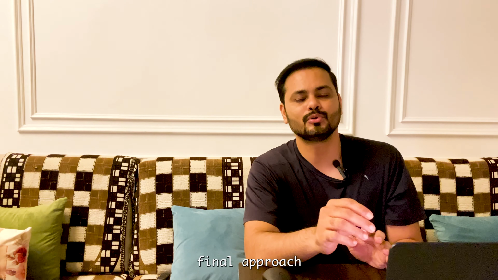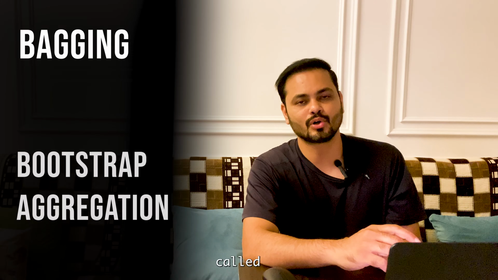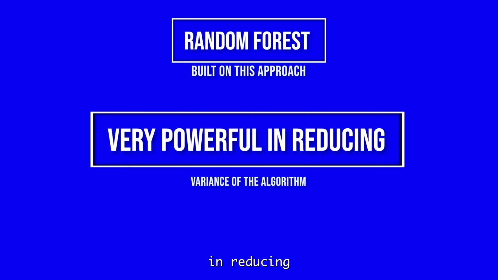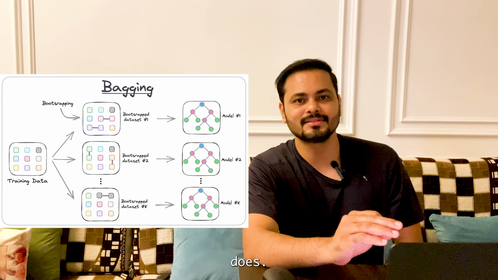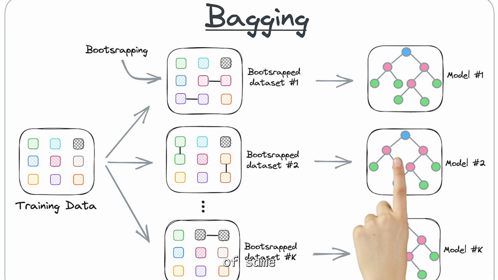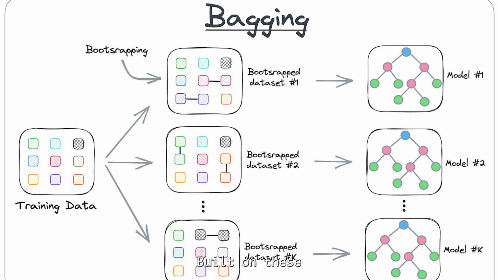The next and final approach to ensembling is bagging, which is also called bootstrap aggregation. Random forests are built on this approach, which is very powerful in reducing the variance of the algorithm. Bagging creates different training sets of data from the sample training data, and an algorithm of the same type with the same hyperparameters is built on these different training data sets. In this way, the same algorithm with similar hyperparameters is exposed to different parts of the training data, resulting in slight differences in the individual models. The predictions of these individual models are taken on a case-to-case basis. For classification, a majority vote is taken. For a regression problem, the average of all values of the models is taken.